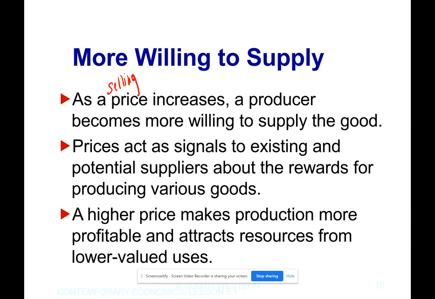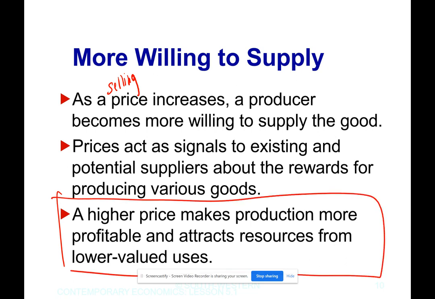However, if the price of pizza goes up, right? Or look down here. Let's look at this section. Higher price makes the production more profitable and attracts resources from lower valued uses. So if I can make a pizza and sell it for $15 and use resources that are super affordable and cheap to me, I'm going to increase my production of pizza pies.